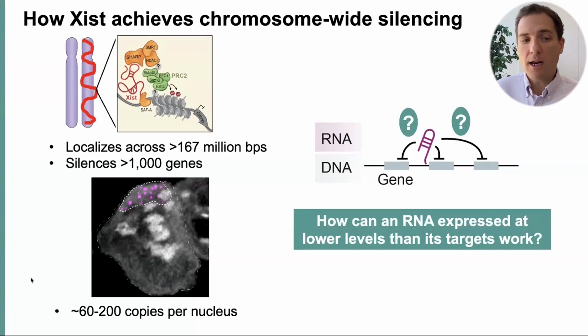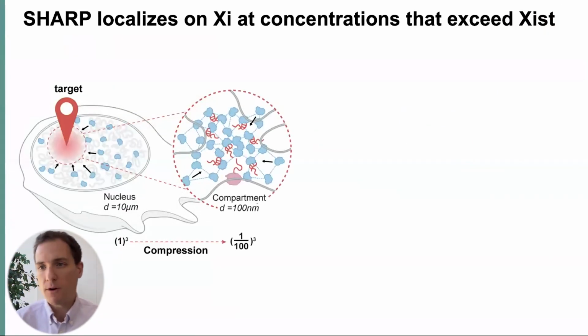And put more broadly, how can an RNA that's expressed at much lower levels than its target sites actually work? To address this, we start thinking about the nature of compartmentalization. By forming a nuclear compartment, you create a smaller volume in which all of these regulatory proteins are now localized. Then even a small decrease in the diameter of this compartment relative to the nucleus can lead to a dramatic increase in the local concentration of proteins within that compartment relative to the rest of the nucleus.